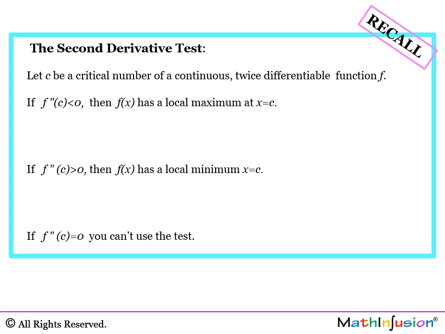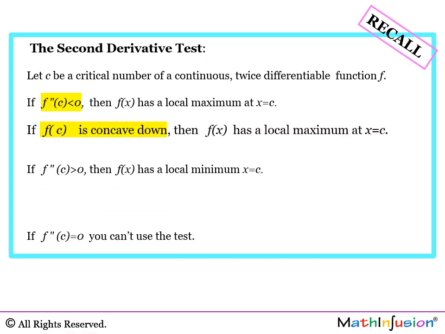I would like to record the second derivative test. Let c be a critical number of a continuous twice differentiable function f. If the second derivative at x equals c is less than 0, then the function has a local maximum at x equals c. Let's see why this is true. If the second derivative is less than 0, then the function is concave down. Only when it is concave down, you can have a local maximum. Look at the shape. If there is a max or min, because the shape of the graph is like that, it has to be a local maximum.